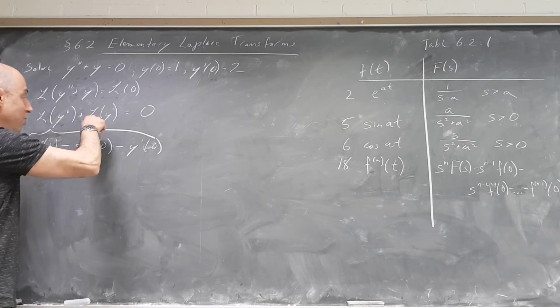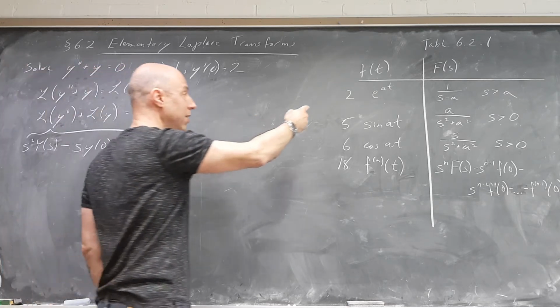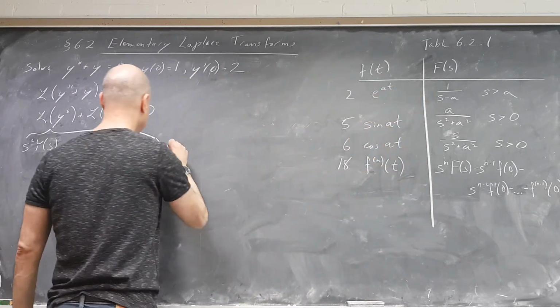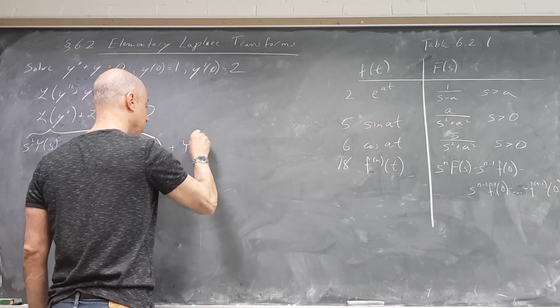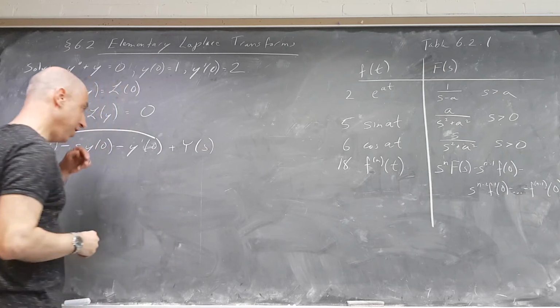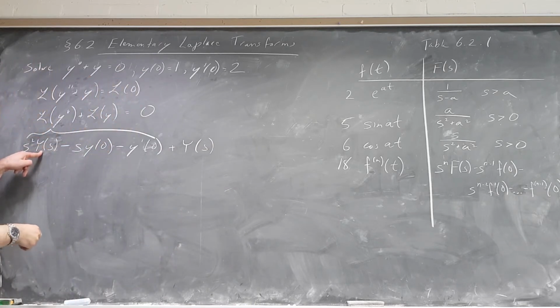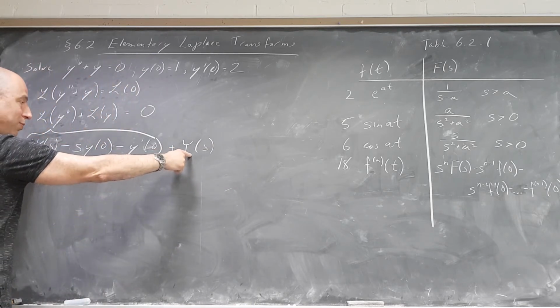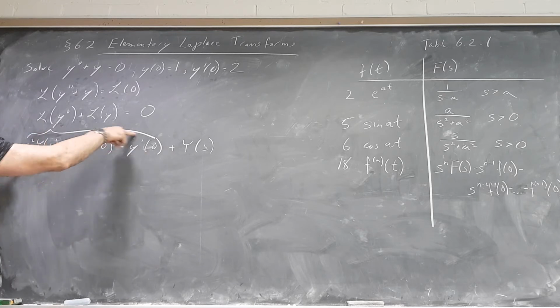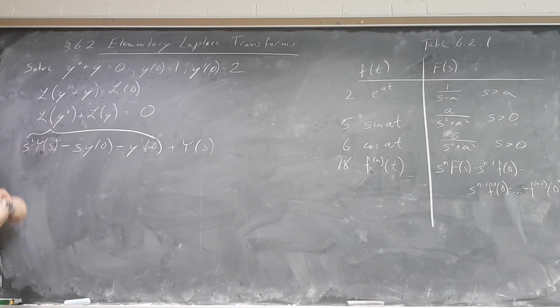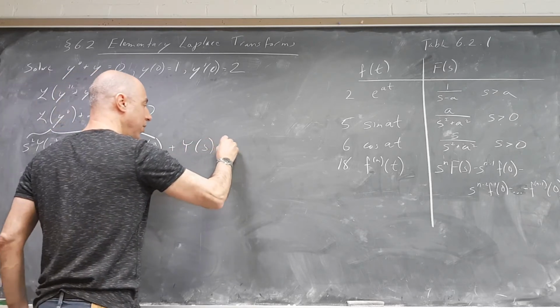Now the Laplace transform of y is just capital Y of s. That's just the definition. This is the Laplace transform of y. All of this together is the Laplace transform of y double prime plus y, and that equals 0.